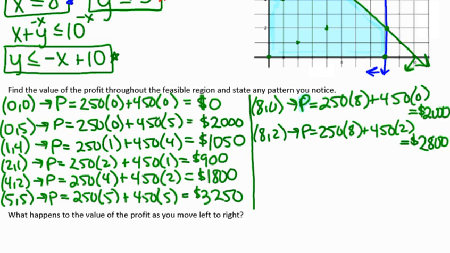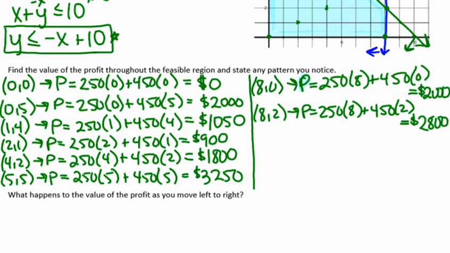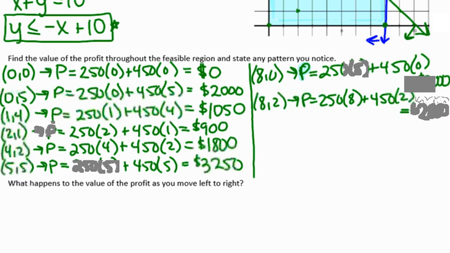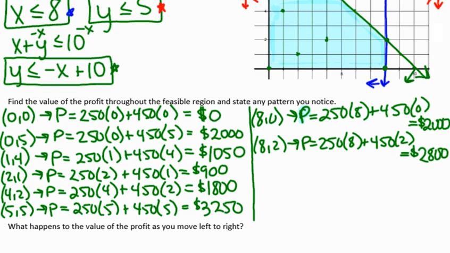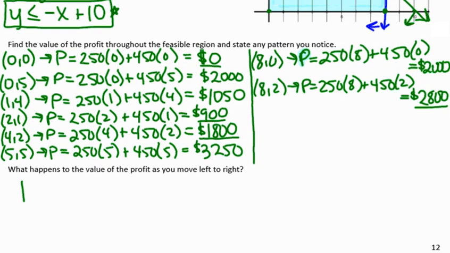A reflection here, so what happens to the value of the profit as we move left to right? On our graph, as we were moving left to right, say comparing 0 and 0 to 2 and 1, so $0, when we went to 2 and 1, we're at 900. When we got to 4 and 2, we moved right and we got larger yet. When we moved over to 8 and 2, we're even larger, 2,800. So as we're moving left to right, our profit is increasing.